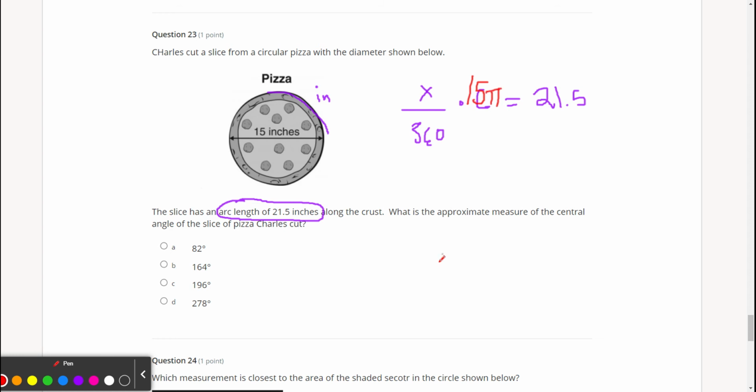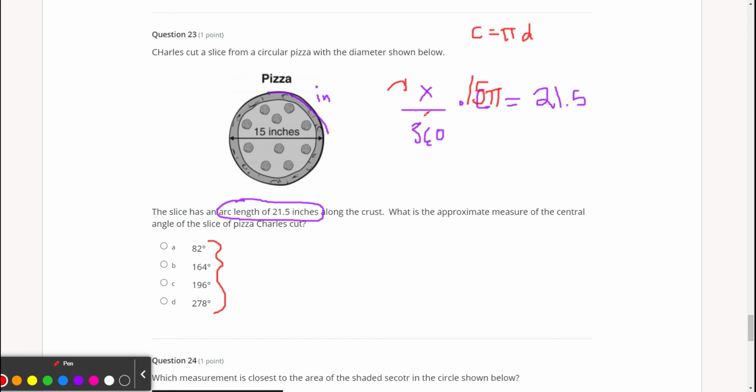15 pi, right? Because C equals pi d, and we know the diameter is 15. Instead of trying to solve this equation, which you could do, why don't you just substitute in what you've got here? You know one of these answers is correct.